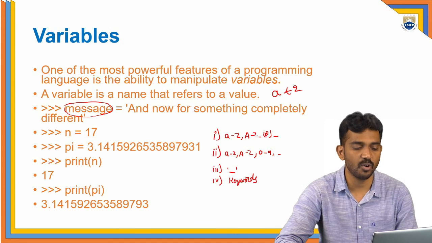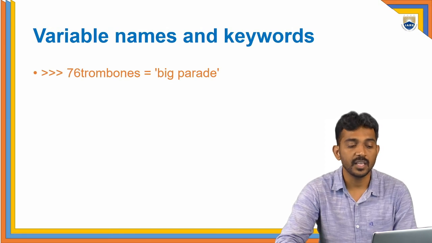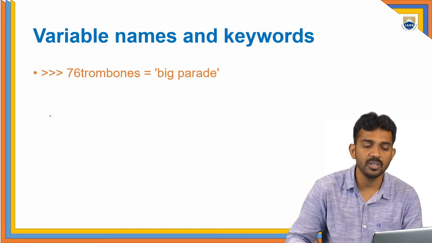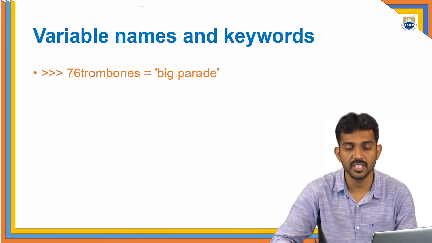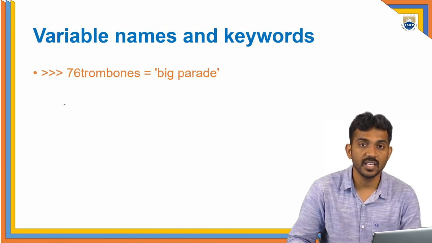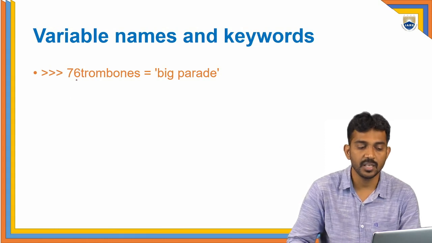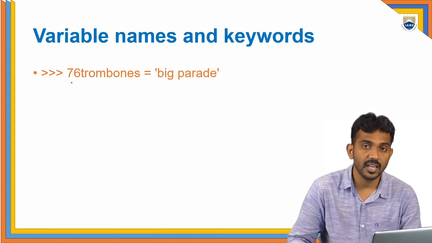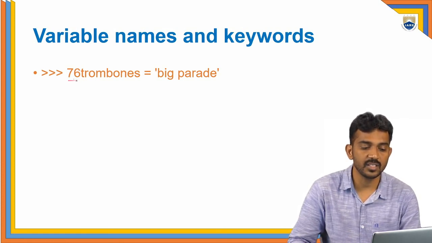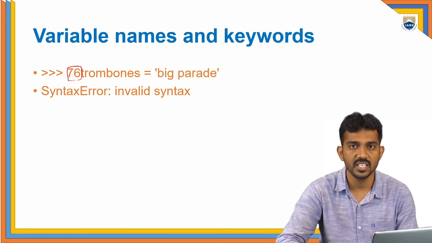Okay, I hope you have already seen all these things, assignments and everything, right? So the demo is not required for this. See, is this a valid variable? Check it once. It is not a valid variable. The reason: the variable name should start with either a character, either alphabet or underscore. But here, see, 76 is a number, right? That is why it generated an error. Syntax error: invalid syntax.